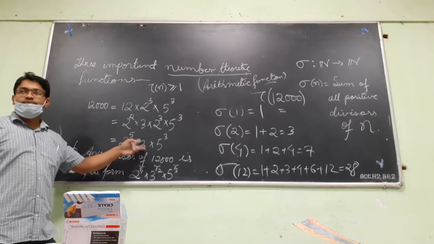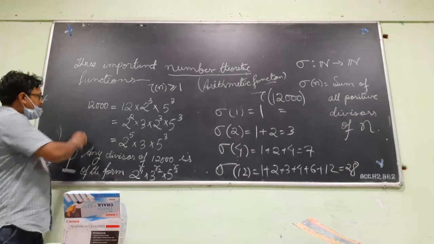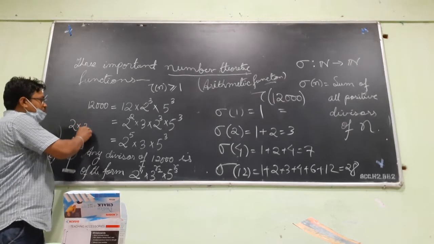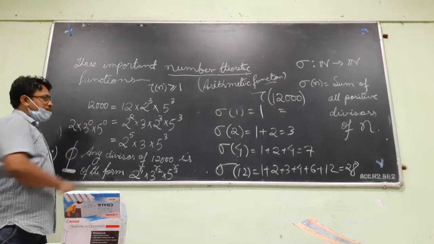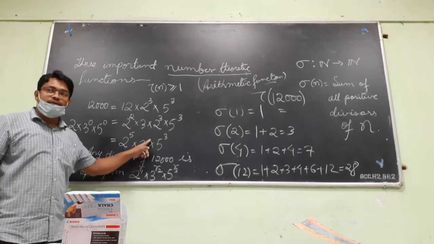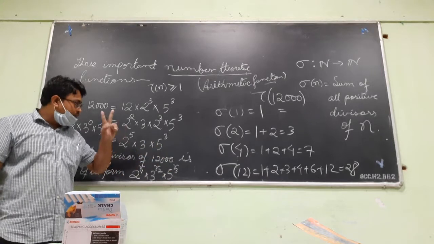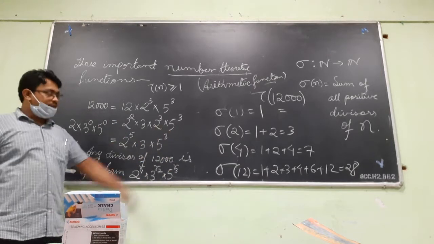0 and 1. It may happen that 2 is a divisor of this. So 2 can be written as 2 into 3 to the power 0 into 5 to the power 0. This way we can write. So R2 can take only 2 values, 0 and 1. R3 can take 4 values, 0, 1, 2, 3, not more than that.